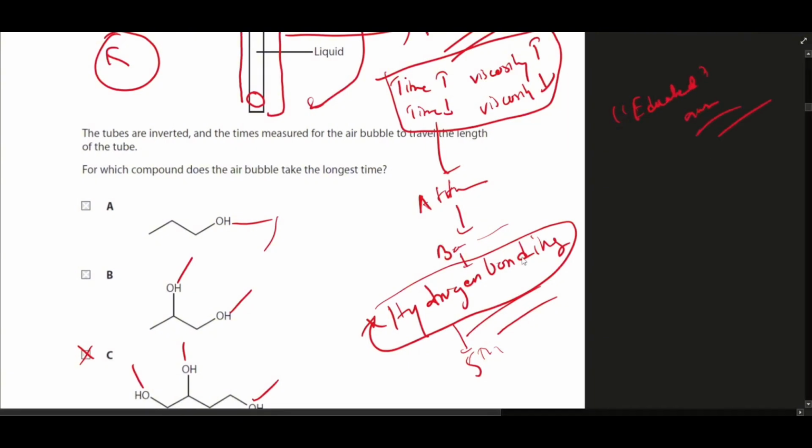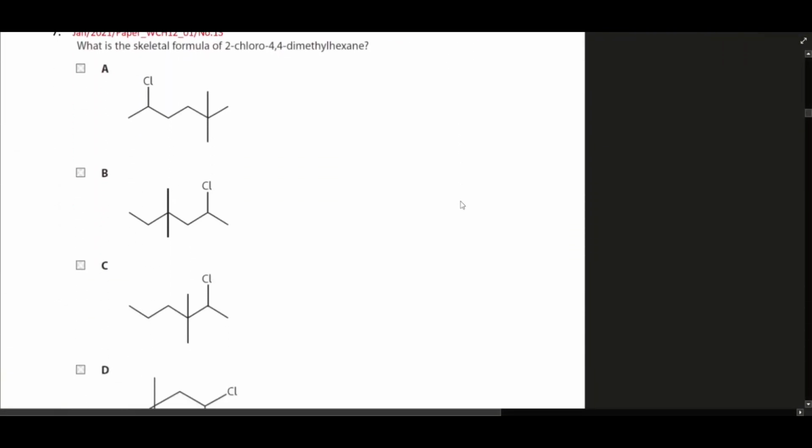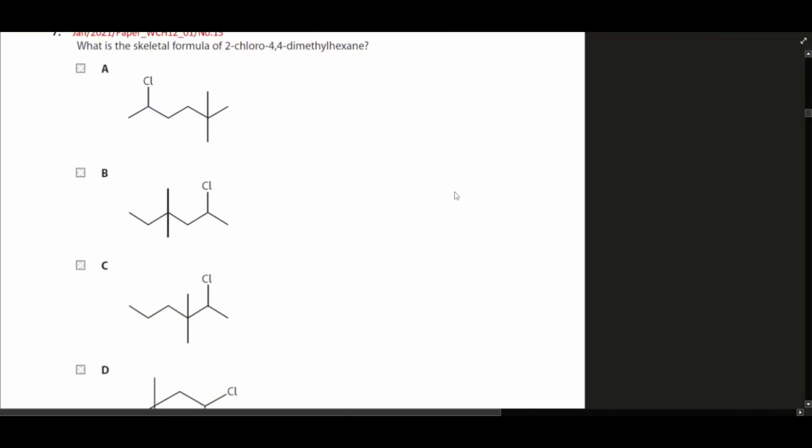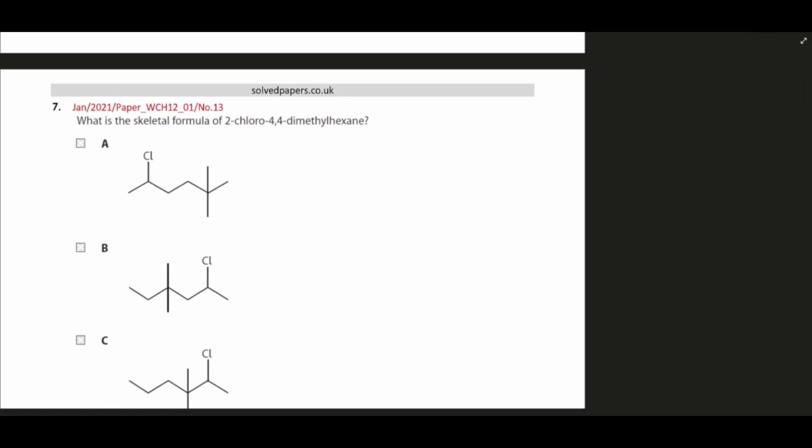Okay, let's move on. What is the skeletal formula of 2-chloro-4,4-dimethylhexane? I guess you know what a skeletal formula is. These are skeletal formulas. 2-chloro-4,4-dimethylhexane, they said, I believe. Right? So what do you think?